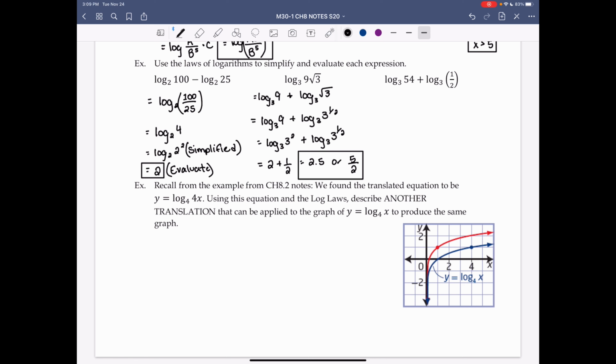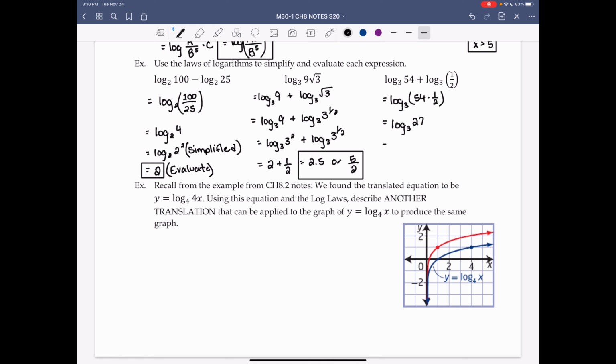Log base 3 of 54 plus log base 3 of 1/2. We can write this as one log using the product law. We get log base 3 of 54 times 1/2. Half of 54 is 27, so we get log base 3 of 27.